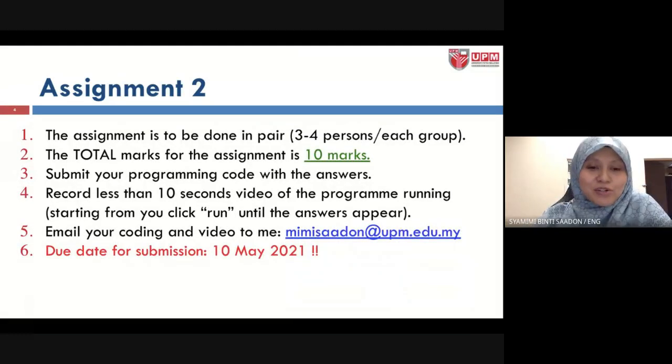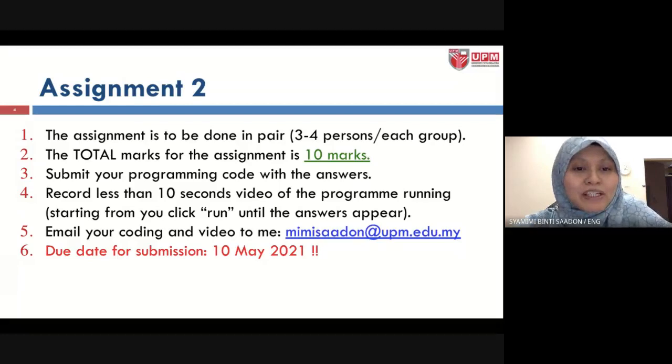Okay, so as usual, the instructions are the same as the previous assignment. The assignment is to be done in pairs, 3 to 4 persons in each group. The total marks will be 10 marks. Submit your programming code with the answer, the same as assignment 1. Record less than 10 seconds, etc. Email your coding to me. So due date is 10th May. So in 3 weeks, extra 1 week because you have test next week. But you can start whenever you want.